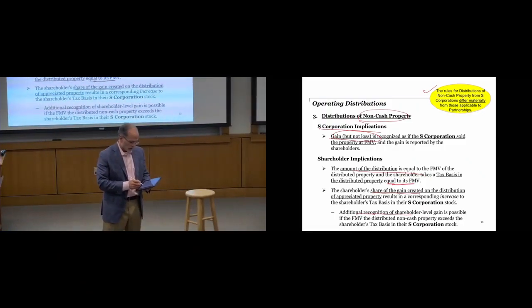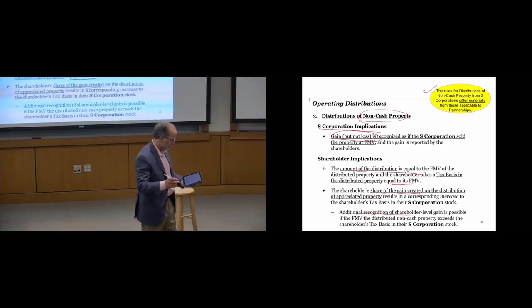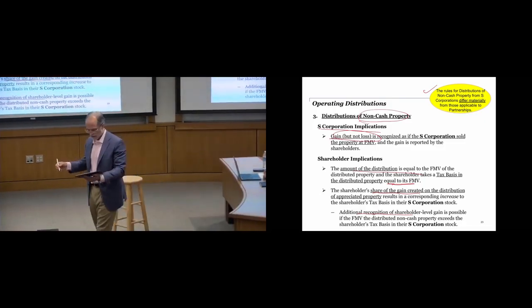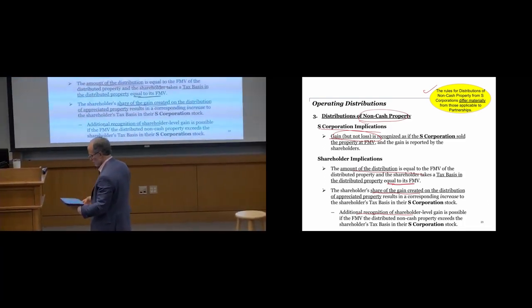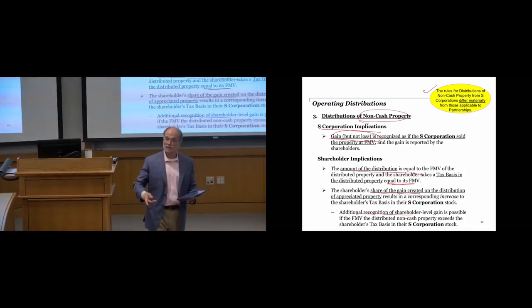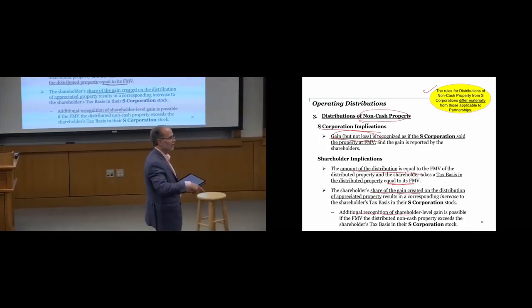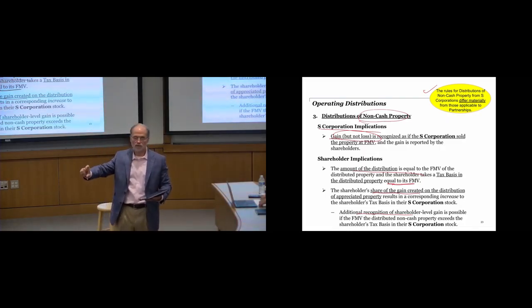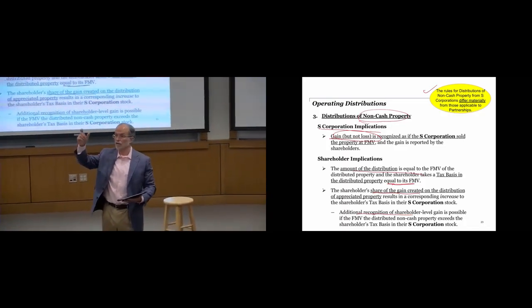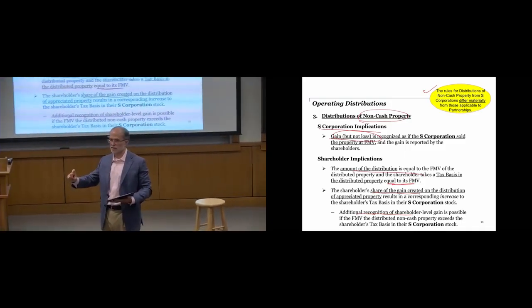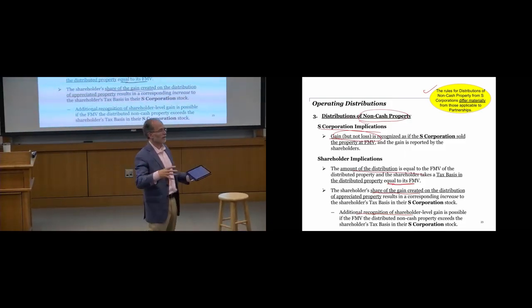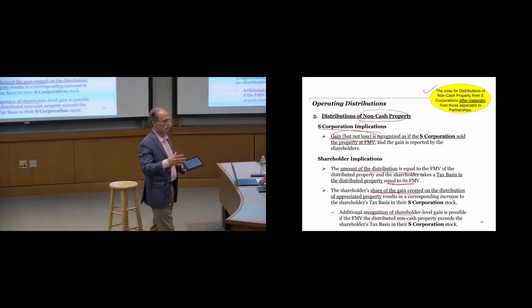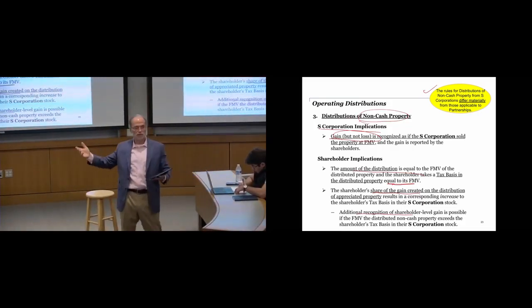Additional recognition of shareholder level gain is possible if the fair market value of the distributed non-cash property exceeds the shareholder's tax basis in the S corporation stock. That's different than the partnership world, right? Because in the partnership world, remember that rule was I could just adjust down the basis in the distributed property. We had one or two examples where I took the gain I would otherwise have recognized and embedded it in the distributed property, so I preserved the non-taxability, waiting for me to do something with the distributed property and trigger the gain.